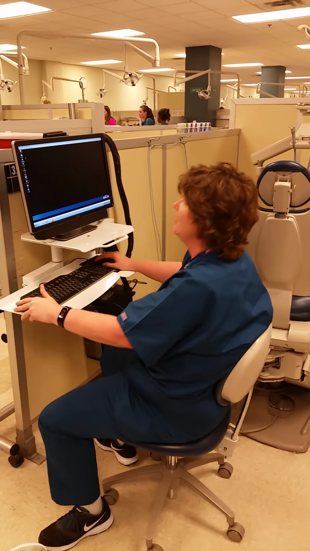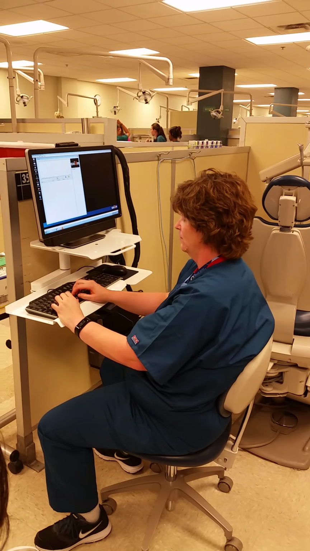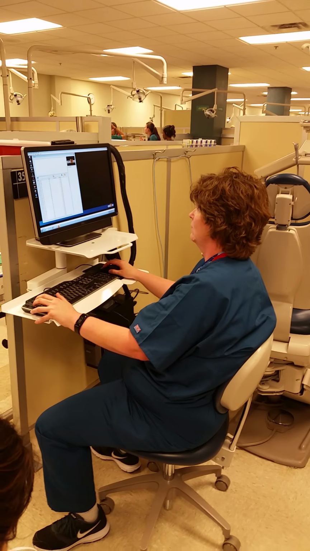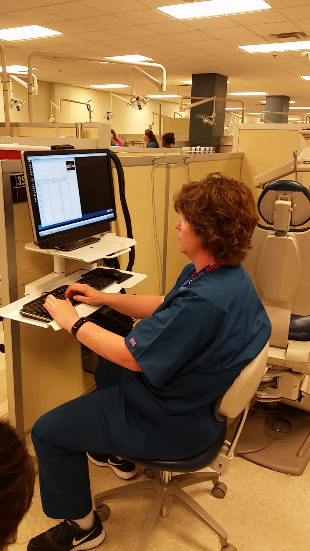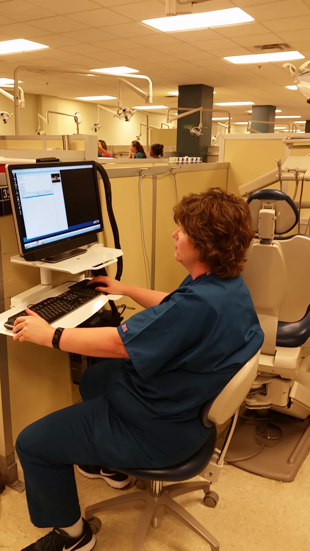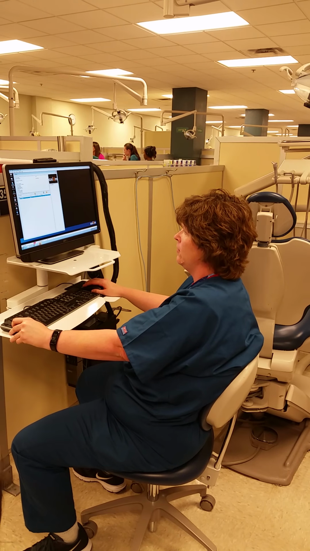Action! Okay. Go to the Rolodex. Look up your patient. Okay, I have a specific patient. Highlight it. Go to electronic health record.